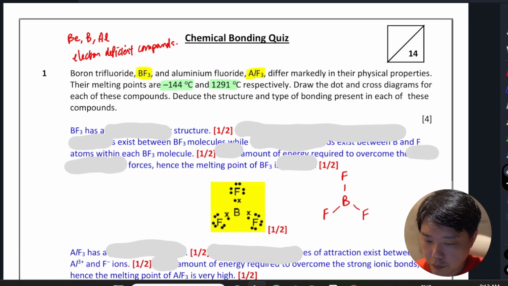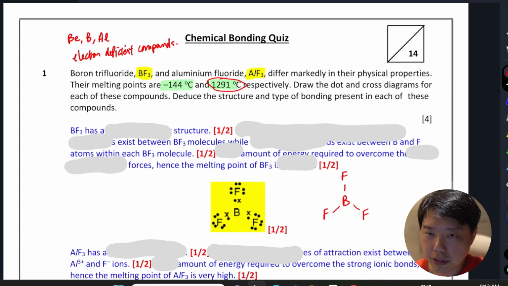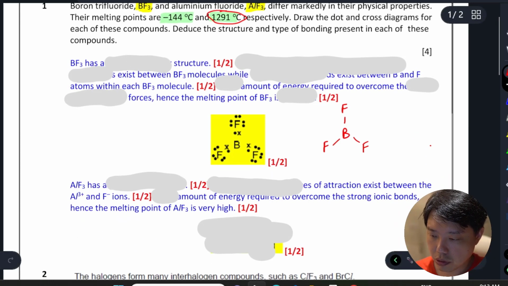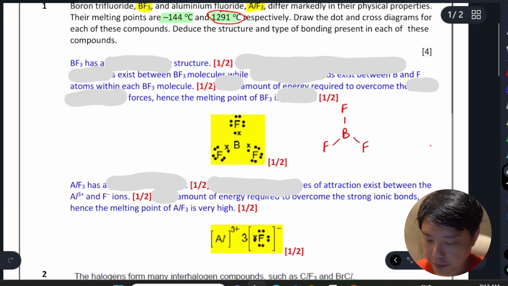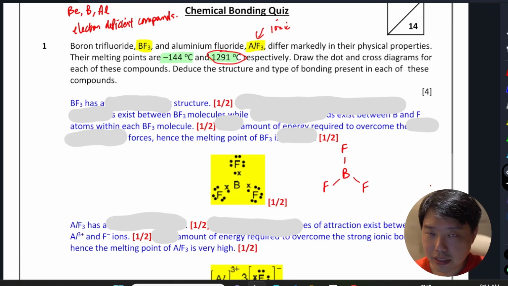Then for aluminium fluoride, it is a little bit different. If you look at the melting point, it is very, very high, which tells you that this is likely an ionic compound. For an ionic compound, obviously the dot and cross is different from a covalent compound. So you have to draw it with square brackets. I won't go into how you draw the dot and cross for an ionic compound. If you're not sure, please drop me a line and ask me.